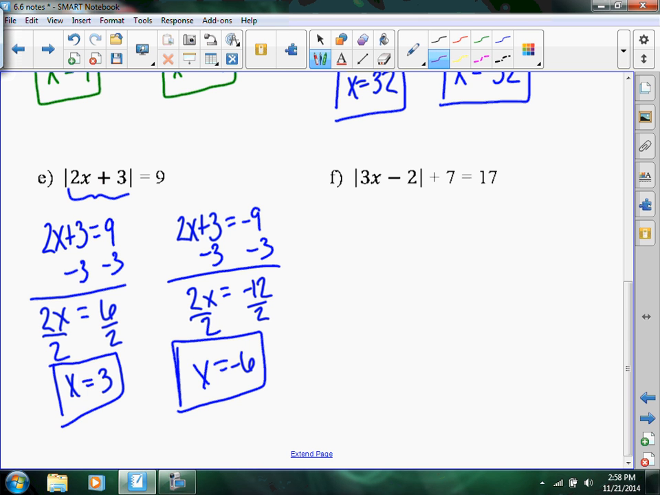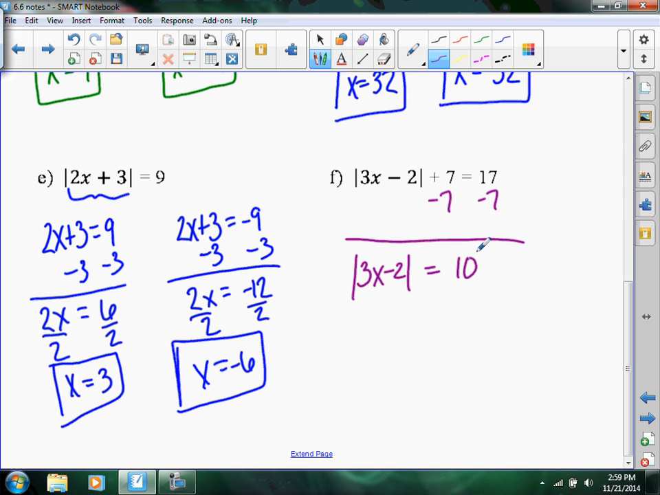Okay, now part F. This one has one extra step that we have to do first. Okay, and on our previous slide, we said that the very first step we have to make sure is done is that we have to have the absolute value all by itself. So I have the 3x minus 2. I'm taking the absolute value of that. That's okay. We'll solve for the x in a moment. But I also have this plus 7 that's added on at the end. So I have to get rid of that first. So then I'll have the absolute value of 3x minus 2 equals 10.